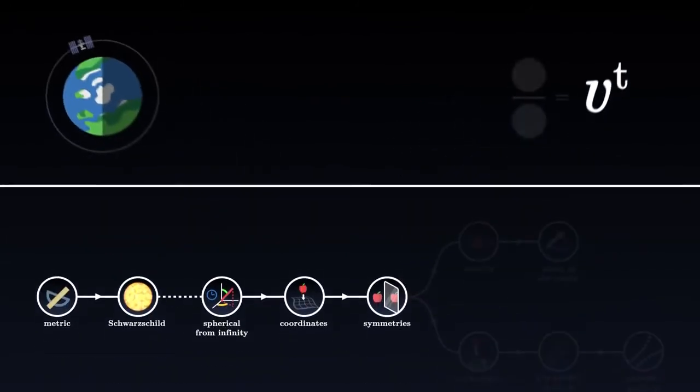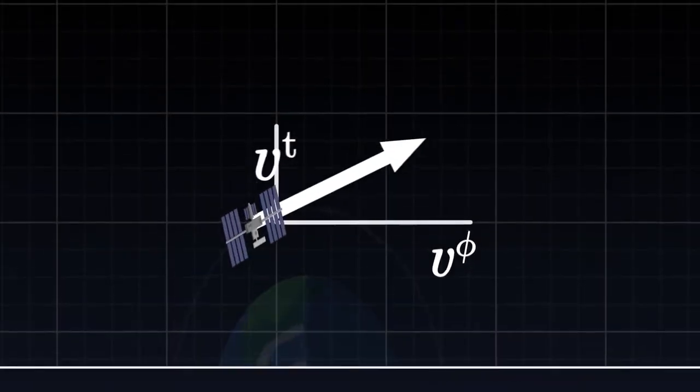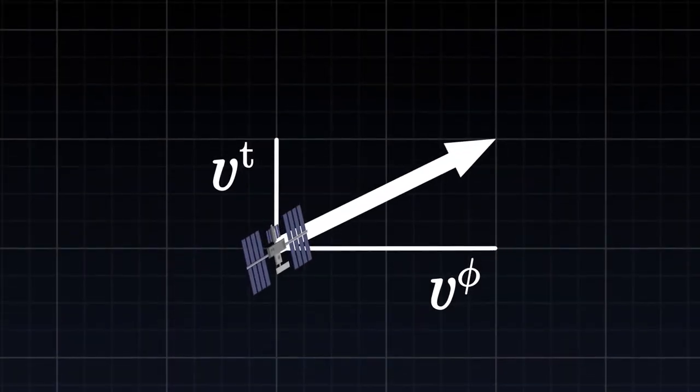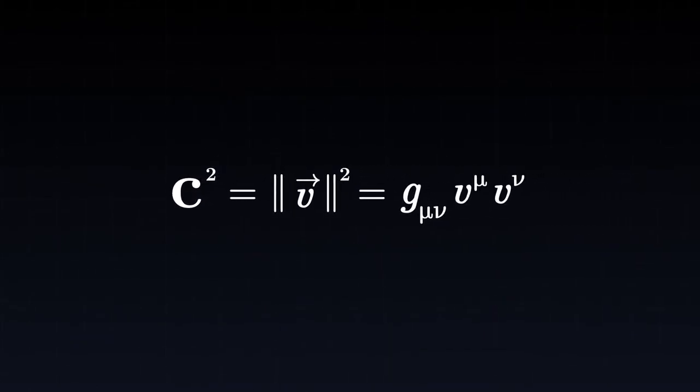To determine this temporal component, we will use the norm of the velocity vector. In spacetime, all objects move at the speed of light. The astronaut moves both in time and space, but his overall speed in spacetime is always equal to c. The norm of a vector in general relativity is obtained using the metric tensor, the generalized version of the Pythagorean theorem.